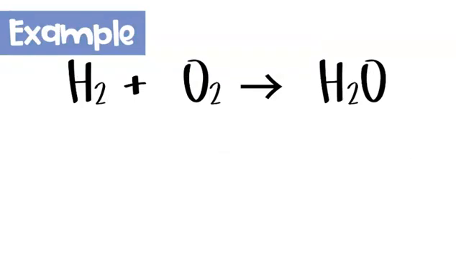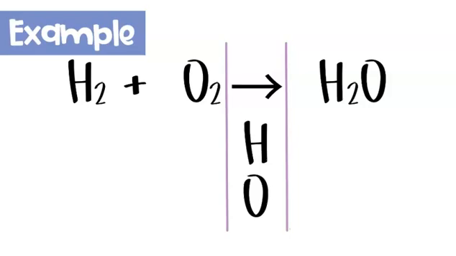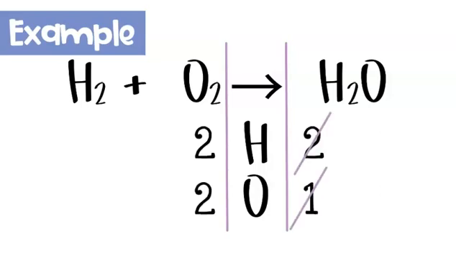Here we have hydrogen and oxygen combining to form water. For step 1, we're going to draw our vertical lines. Step 2, we're going to add our elements. So all the elements in the equation, in this case hydrogen and oxygen. Then we're going to count how many of each element we have. So H2 means 2 hydrogens, O2 means 2 oxygens, and H2O means 2 hydrogens and 1 oxygen.